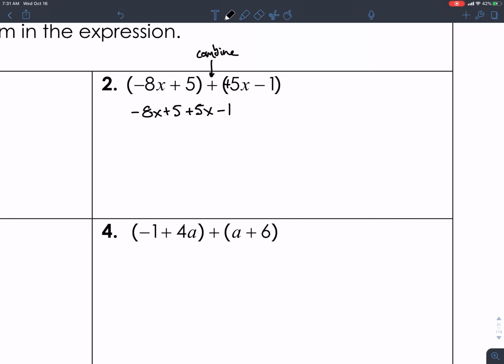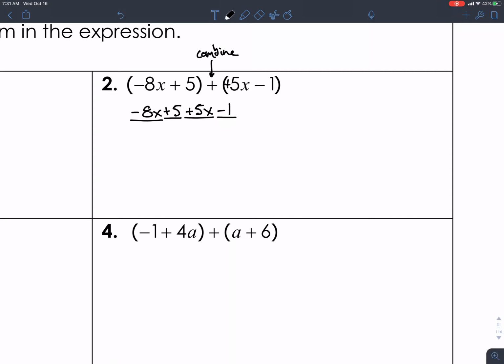So it's negative 8x plus positive 5, positive 5x, negative 1. Let's think of it like that. Let's underline our terms. So we have a negative 8x. I underlined the sign with it, the sign in front of it. The positive 5, positive 5x, negative 1.